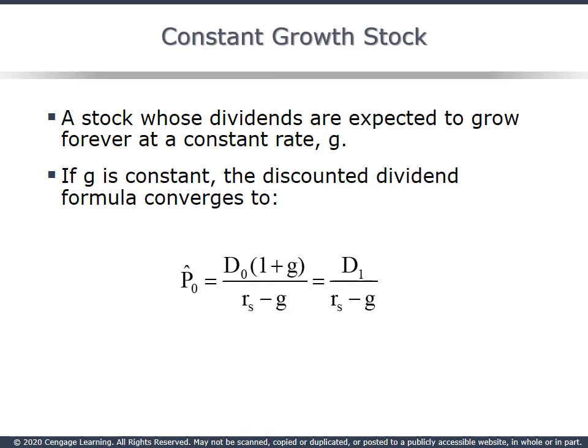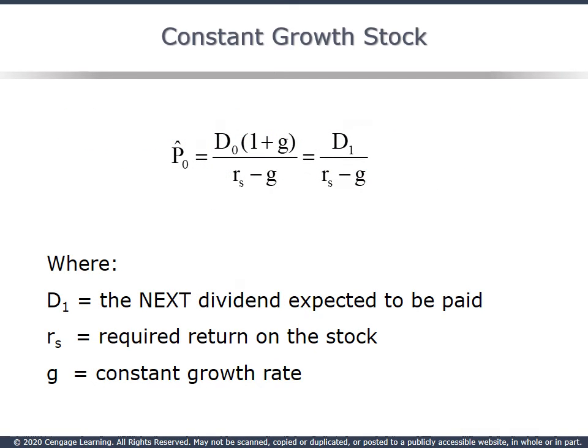So if little g is constant, the discounted dividend formula will converge to the following. The current expected price on common stock is equal to that stock's next dividend divided by the difference of the required return on the stock and that constant growth rate. Again, this is just a restatement of what I just mentioned.